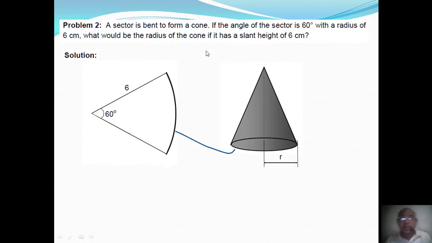So we can equate the circumference to the length of the arc. Okay? So S, length of the arc, equals the circumference of the base of the cone. Length of the arc, r theta, 6 times 60, converted to radians, pi over 180. Circumference, 2 pi r. So pi cancels out, we can solve for r, that is equal to 1 cm, which is the answer. So the radius of the cone is 1 cm.